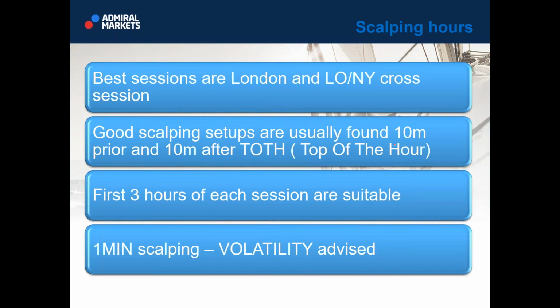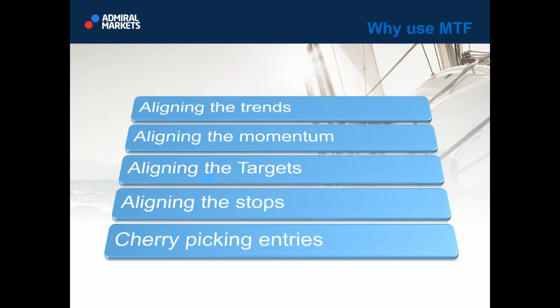Okay? And if you want to scalp 1 minute, that we will not do with our naked trading, you need to have volatility. Now I need to say, even with this MTF method, you need to have volatility. Why use MTF? Because you will be aligning the trend, momentum, targets, stops. And the good thing is, with MTF trading, you will be able to cherry pick your entries.